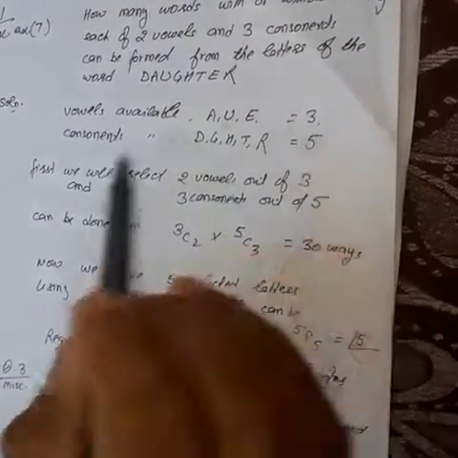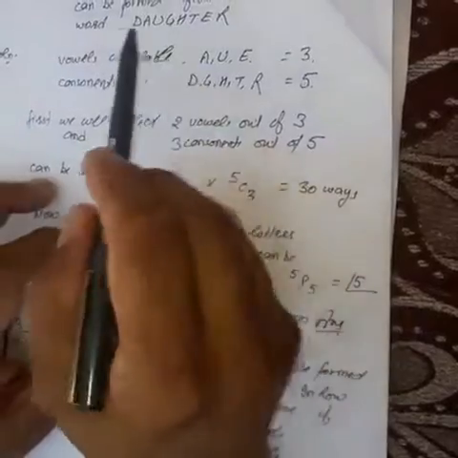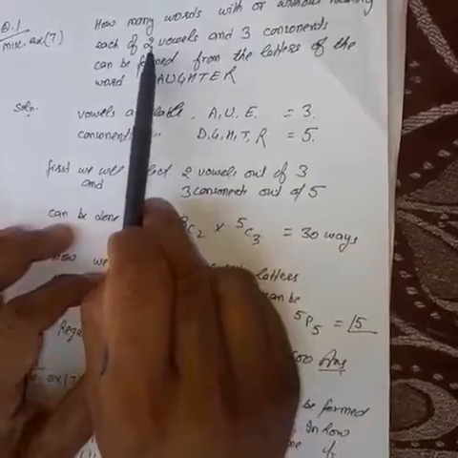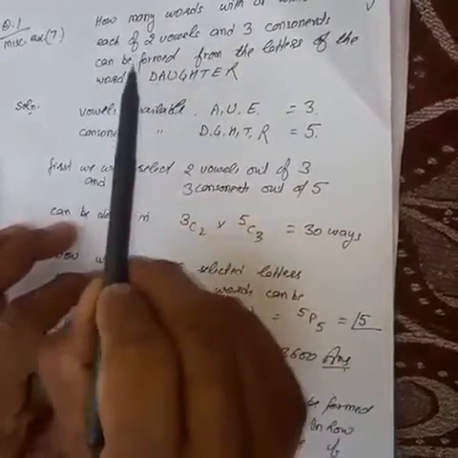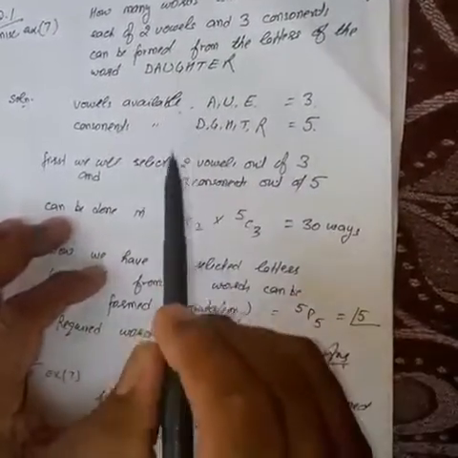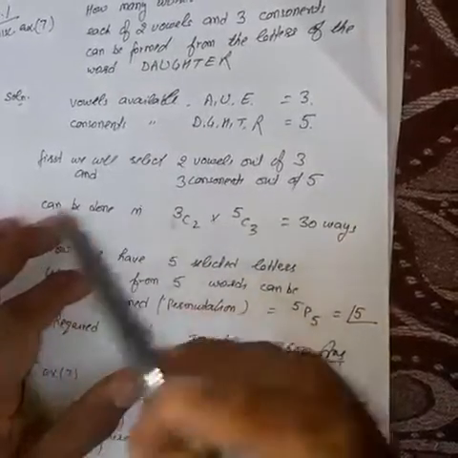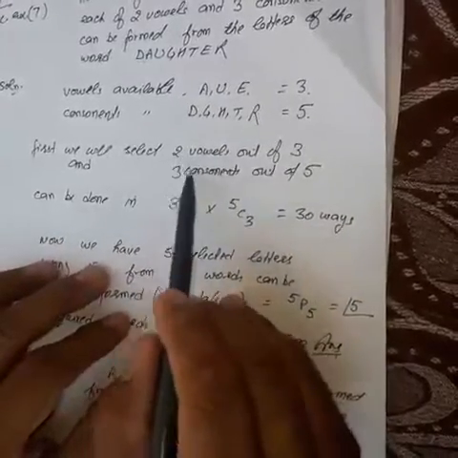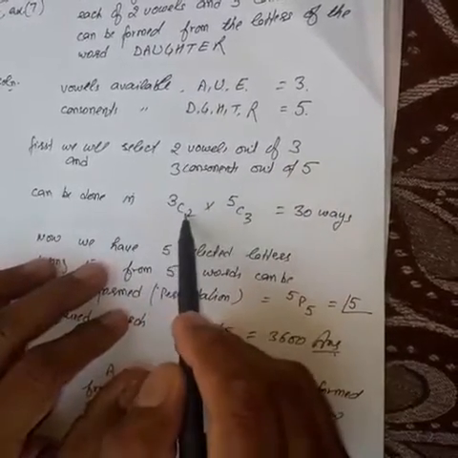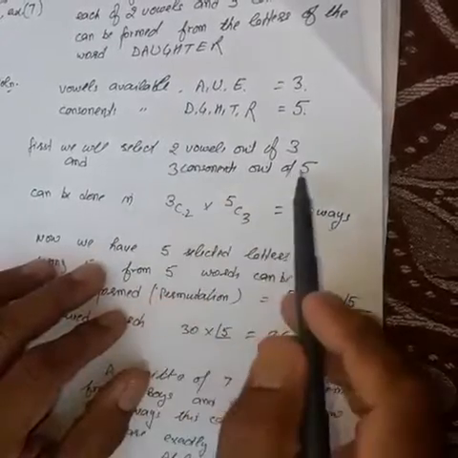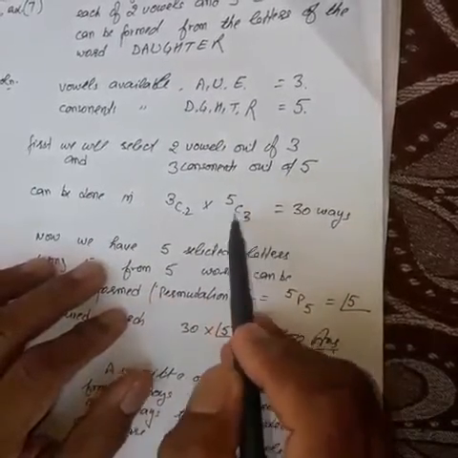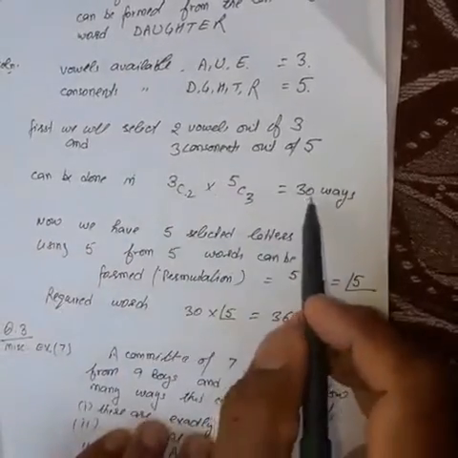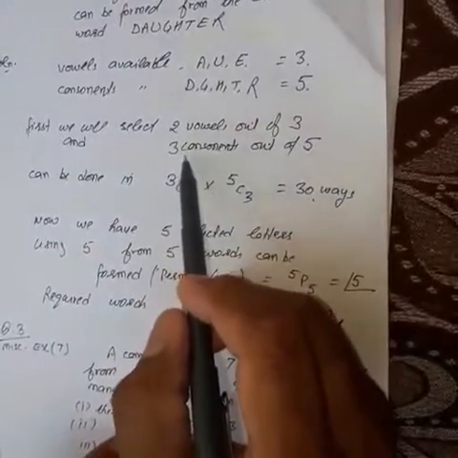There are 5. And first we will select 2 vowels out of 3, because we want to form the words using 2 vowels and 3 consonants. So first we will select the letters and then we will arrange them. So this question will have 2 parts, selection and arrangement also. So both combination and permutations will be used. Now 2 vowels should be selected from 3 in 3C2 ways, and 3 consonants out of 5 can be selected in 5C3 ways. So if you multiply, you will find 30 ways. So there are 30 ways of selecting 2 vowels and 3 consonants.